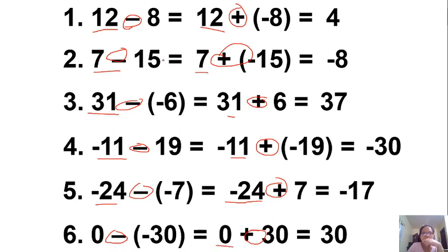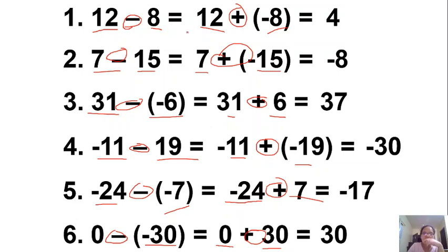And what happened to the subtrahend? The number that we subtract from the minuend. From 8, we made it negative 8. From 15, we changed it to negative 15. From negative 6, we changed it to 6. From 19, we changed it to negative 19. From negative 7, it changed to positive 7. And from negative 30, it became 30.